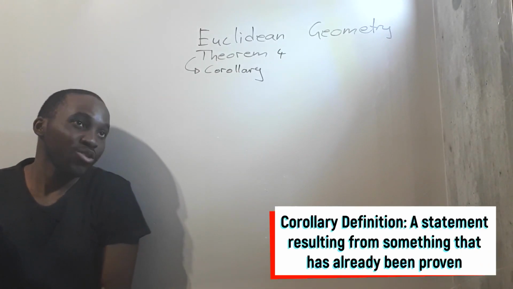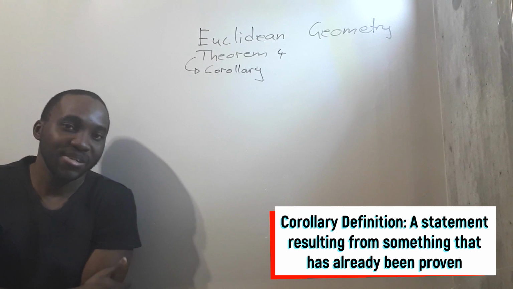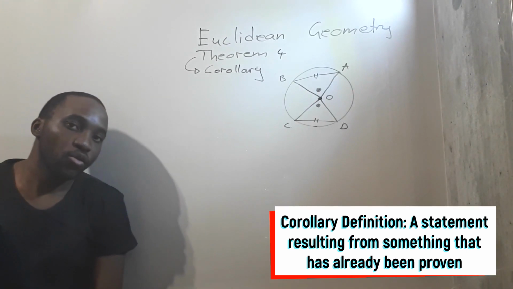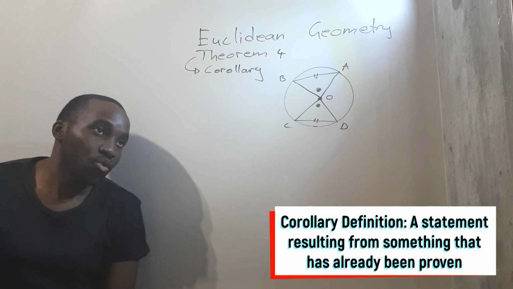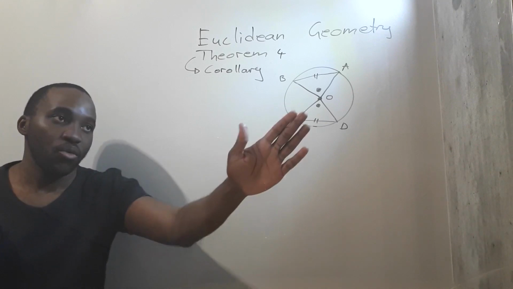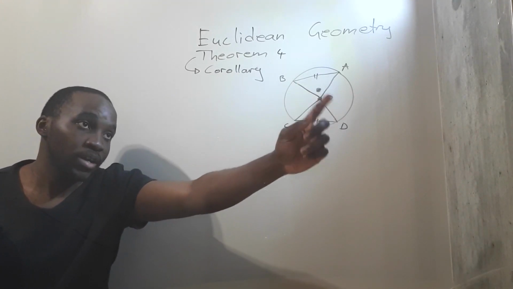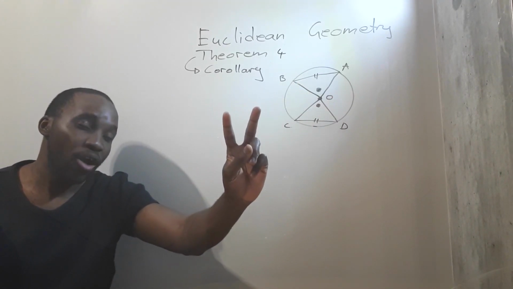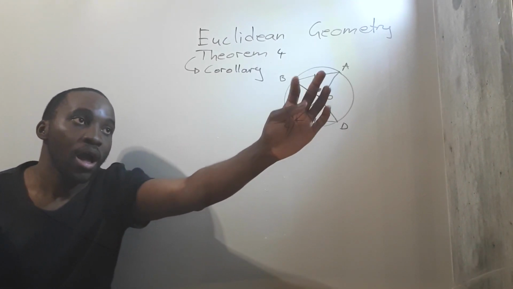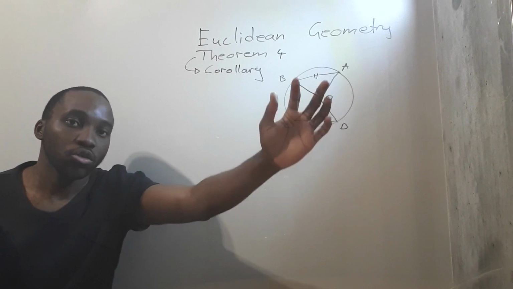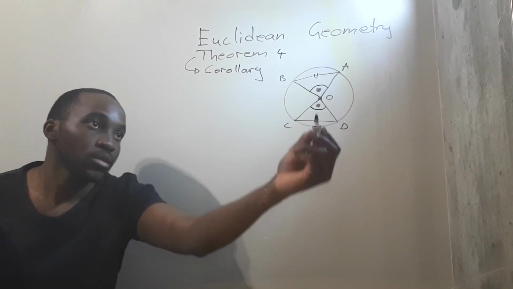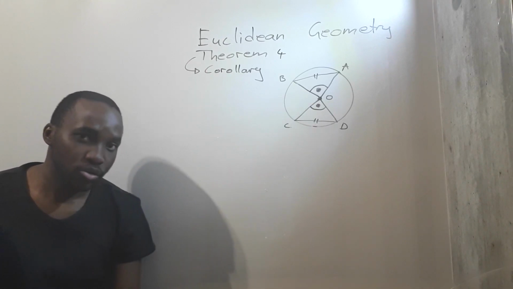Theorem 4, Corollary. So what this means is, with Theorem 4, we also need to remember that as long as you have a shape where you have a circle, and in that circle you have two triangles where two angles that are coming from the center of your circle are being subtended by chords of the same length, those two angles will be equal to each other.